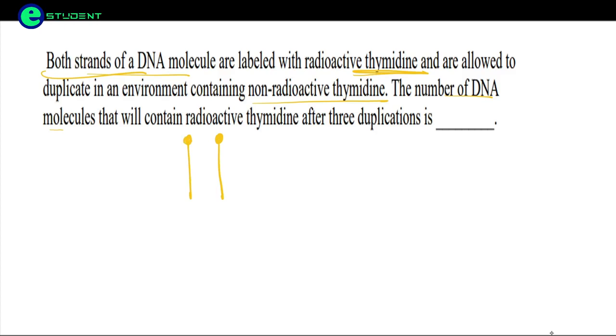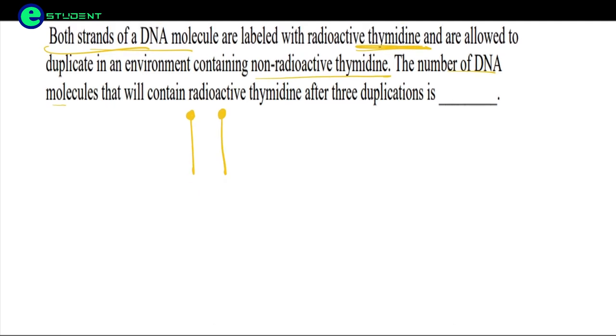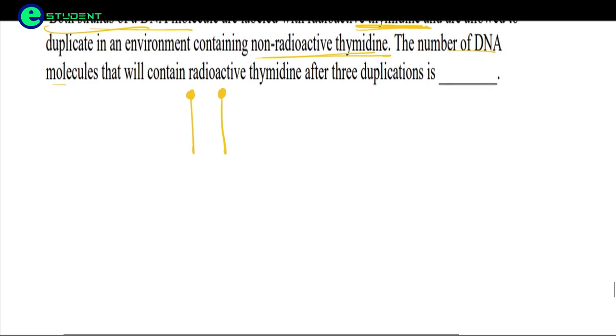Okay, so both the strands are labeled with radioactive thymidine and allowed to duplicate in an environment containing non-radioactive thymidine. After 3 generations, that is 3 duplications, how many radioactive DNA molecules are we going to get? They're asking. Okay, so let's see what happens after the first generation.